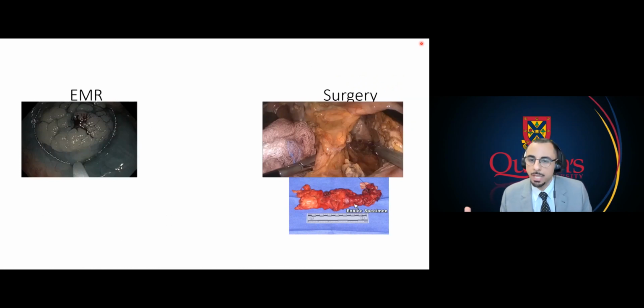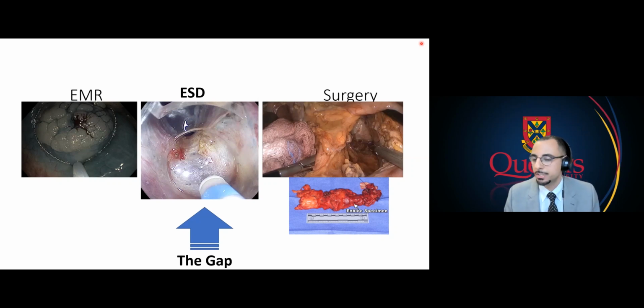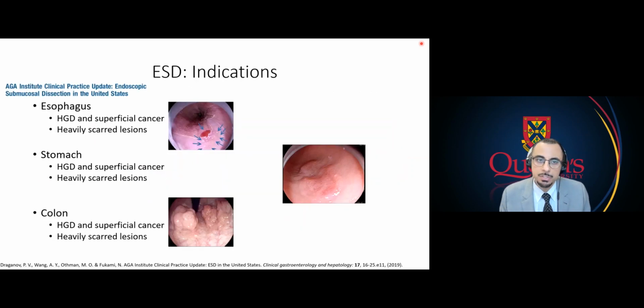So we have EMR and we have surgery, and there's a gap between the two. That's really the role of ESD, to fill that gap. ESD doesn't take over EMR, and it doesn't take over surgery. It just allows you to cater the treatment better to the lesion and the patient, rather than only having two choices. The indications for ESD are from the American Gastroenterological Association, which introduced clinical practice guidelines a couple of years ago. They're really the same for all areas, esophageal, gastric, and colonic: lesions with high-grade dysplasia or superficial carcinoma, or lesions that are heavily scarred. Those are the lesions best suited for ESD.